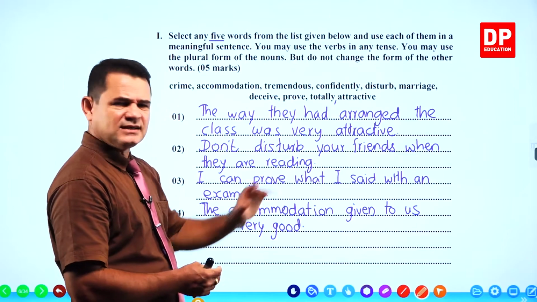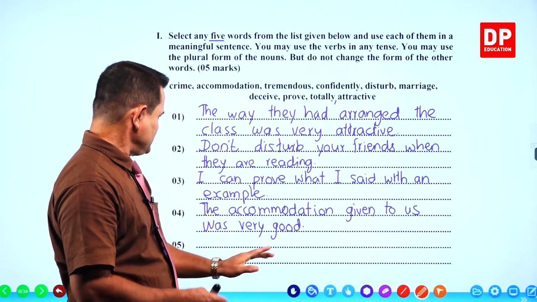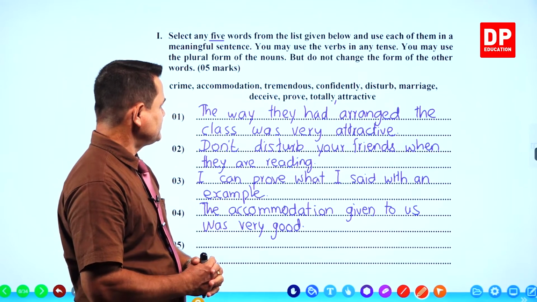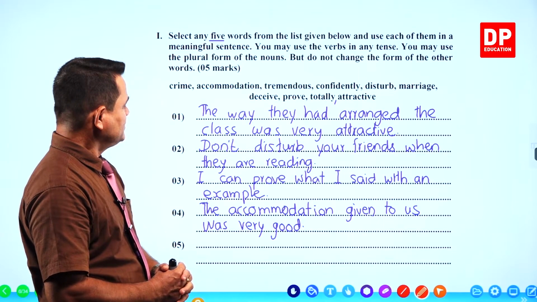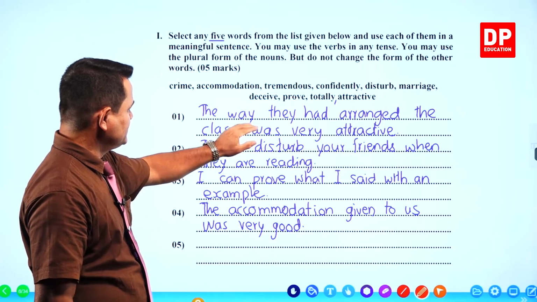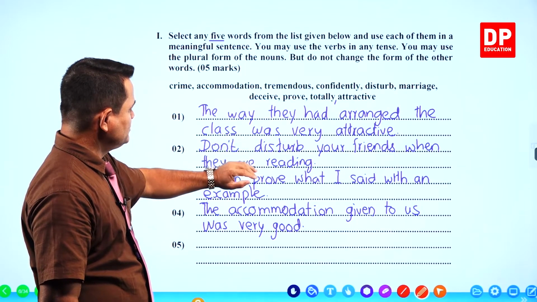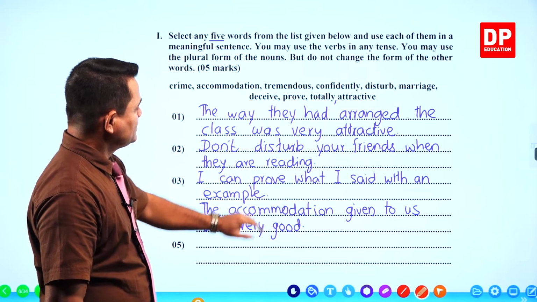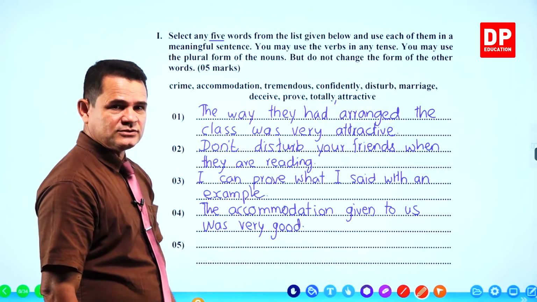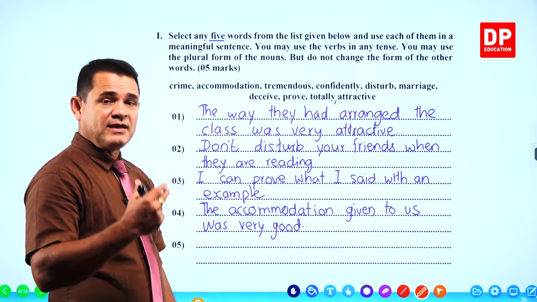You can make any sentence like that. So then for the 5th one, we'll write one sentence. Now we have taken verbs, nouns, and this is an adverb, and there are adjectives. You have to use them as they are.